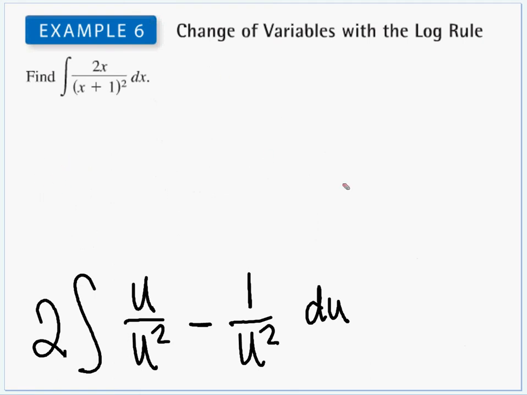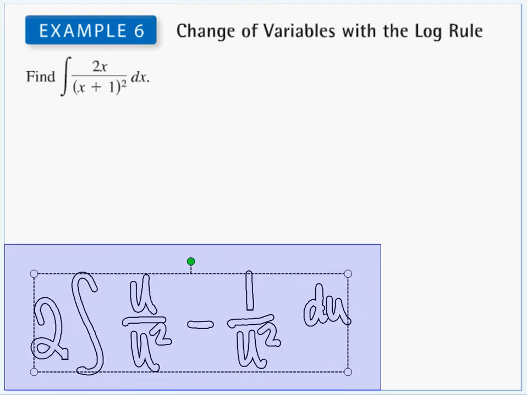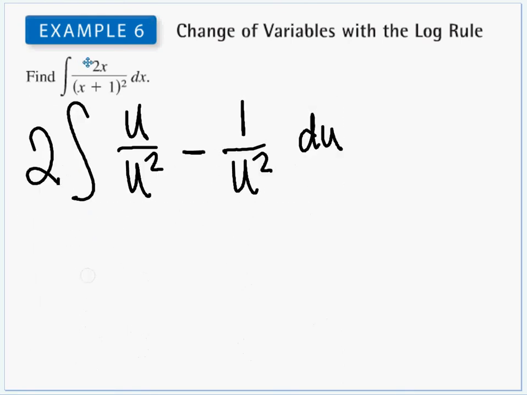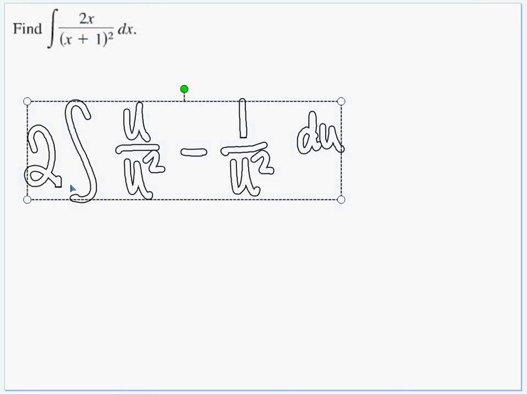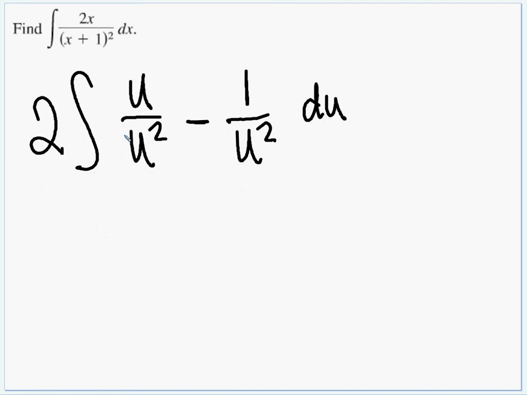Okay, we are almost ready to antiderive. A lot of work to get us there, to get us all set up. Let's do a little more simplifying with our algebra. That first term, u over u squared, well, we could factor out and cancel one of the u's from each. So now that is 1 over u.